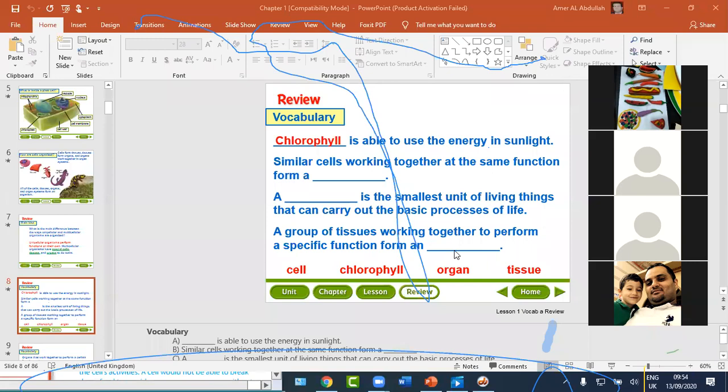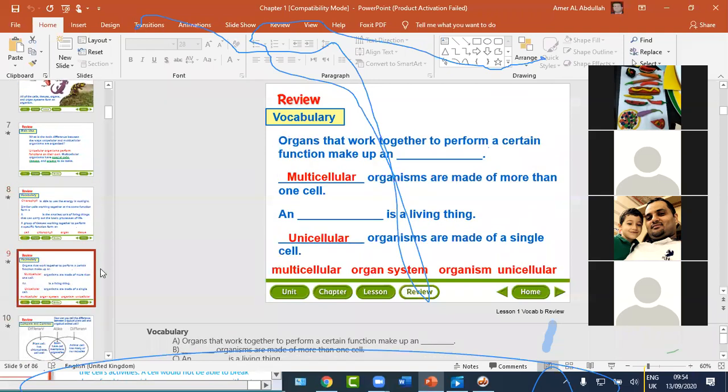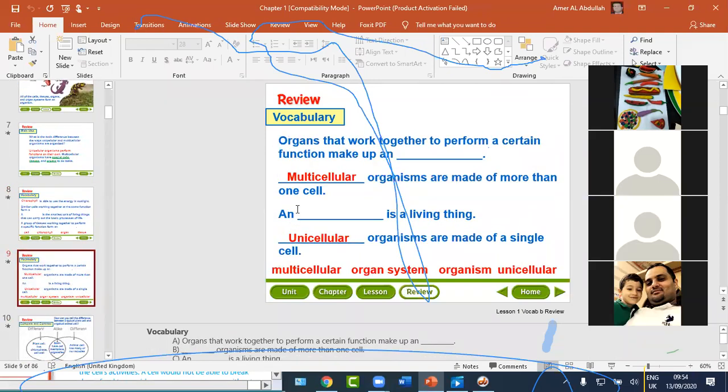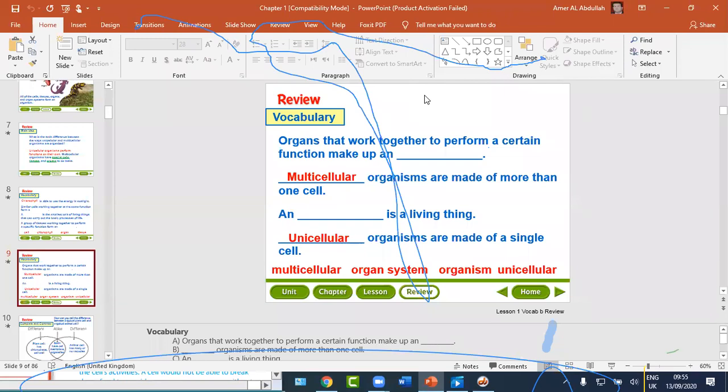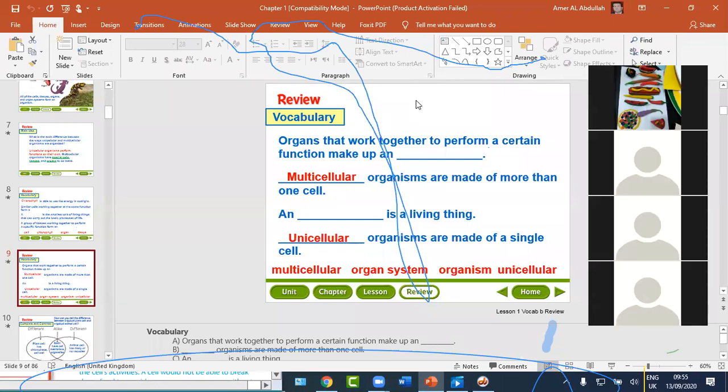Now we are going to do the next question. Mister, is this the homework? Organs that work together to perform a certain function make up an organ system. Concentrate here. Don't answer by yourself. I will choose a student to answer the questions. Mister, can you explain the lesson again?